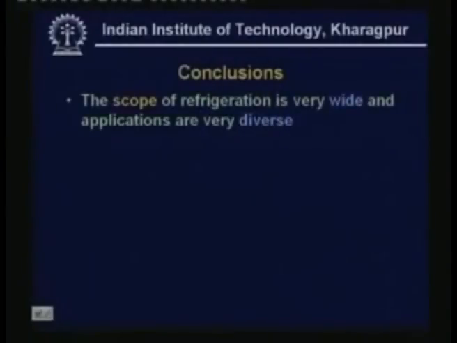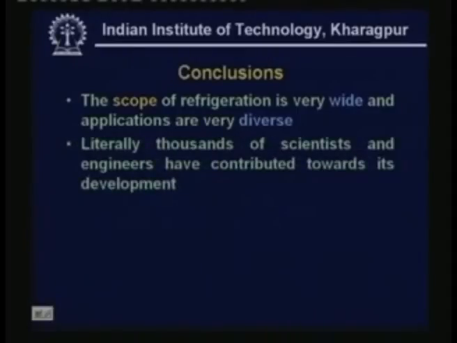Now let's conclude this lesson. We have seen that the scope of refrigeration and air conditioning is really very wide and the applications are very diverse. And it has grown tremendously thanks to the efforts of thousands of scientists and engineers over a period of say 100 to 150 years. So it's not the result of a single man's effort, but the effort of many people.